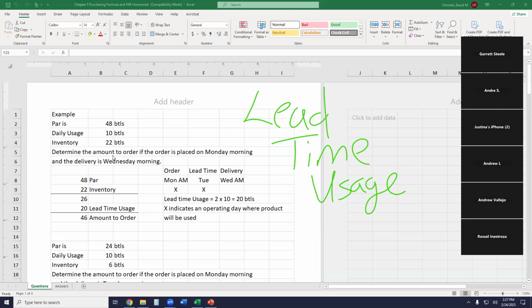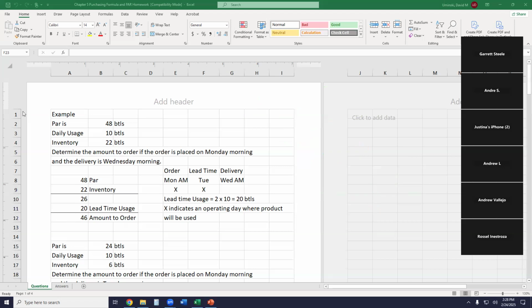But if I place my order in the morning and then it doesn't come until tomorrow morning, I have all that operation during the day, right? So I have to take into account what I'm going to use during that time, and that's our lead time usage, okay? That will help us get a better idea of what we need to purchase. So let's go over what lead time usage looks like.